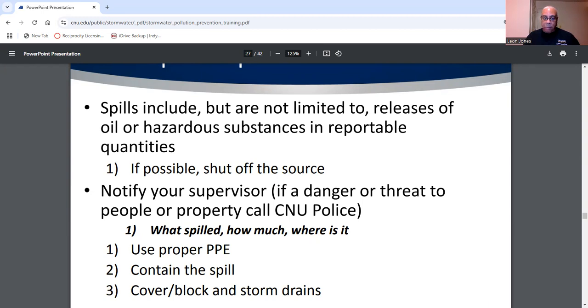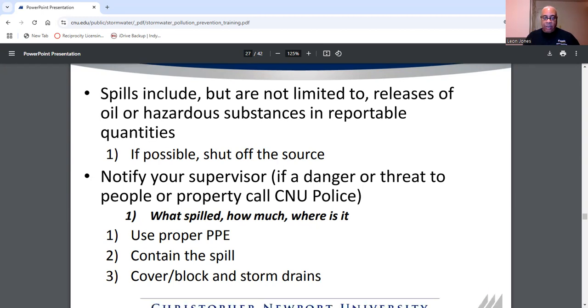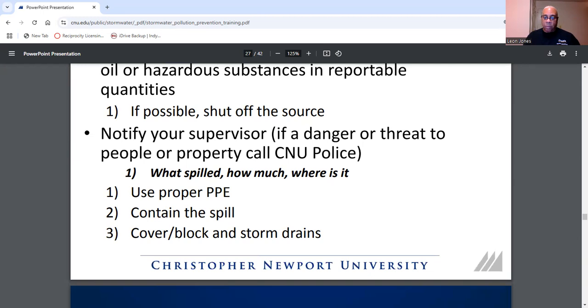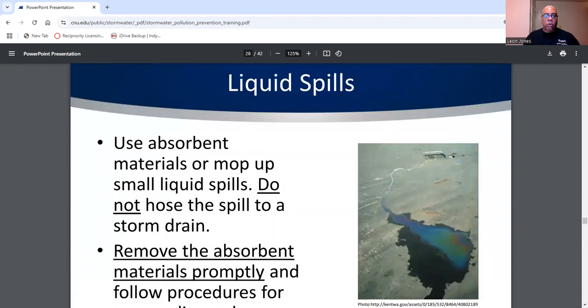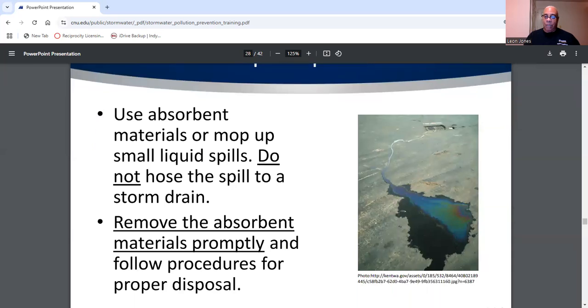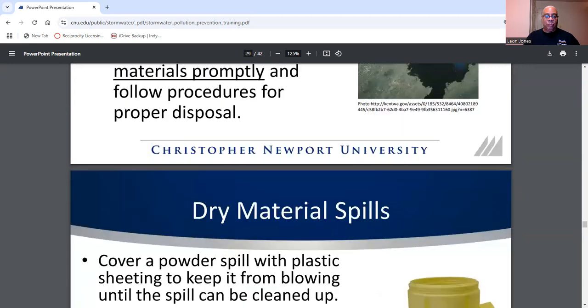Always use proper PPE. Contain the spill. Cover block and storm drains. For liquid spills, use absorbent materials or mop up small liquid spills, and do not hose the spill to a storm drain. Like that, there's the spill, there's the storm drain. Remove the absorbent materials promptly and follow procedures for proper disposal.